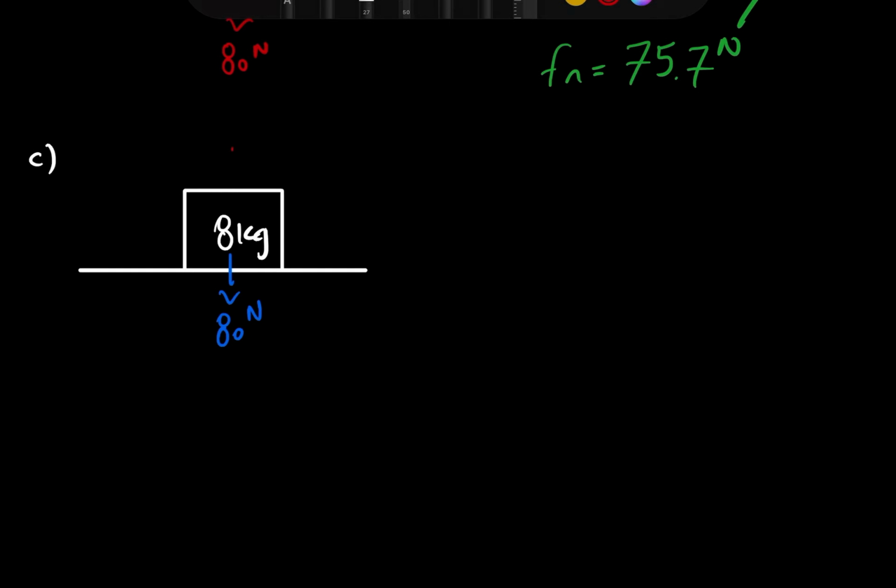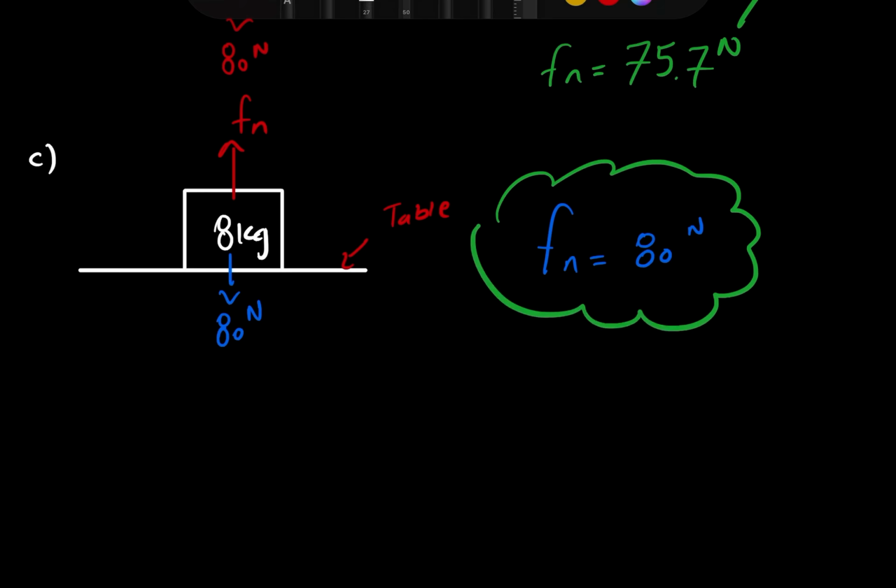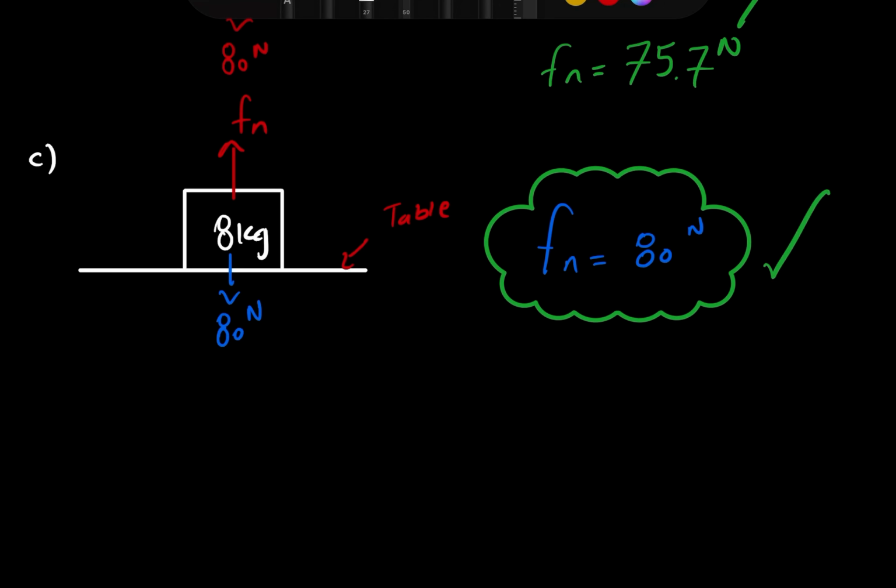The normal force is going to be in an opposing direction to this, and it's working in effect to stop this table, whatever surface, from breaking. So this is also going to be equal to Fn. Now in this scenario, the normal force is simply equal to the weight because there are no other forces pulling this, and as a result, the normal force is simply 80 newtons.